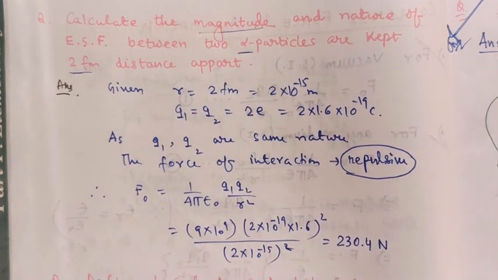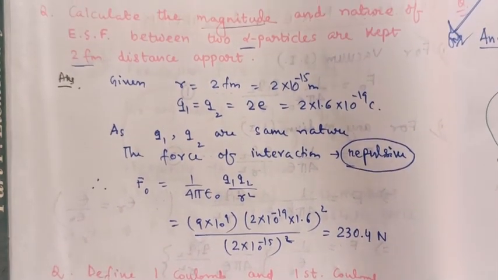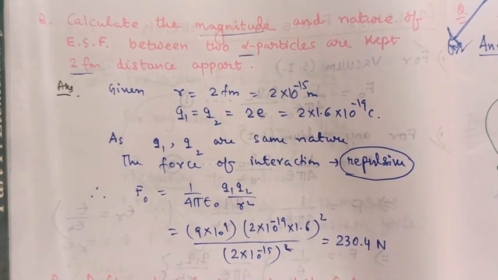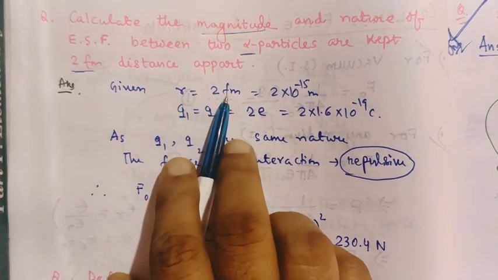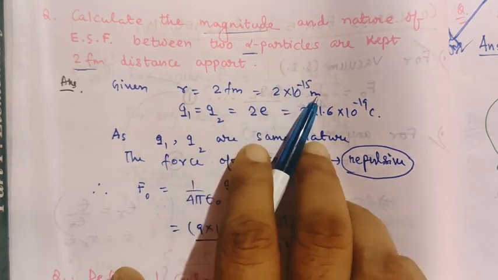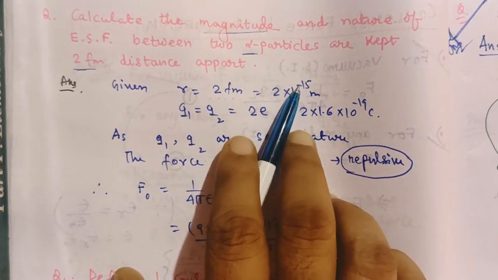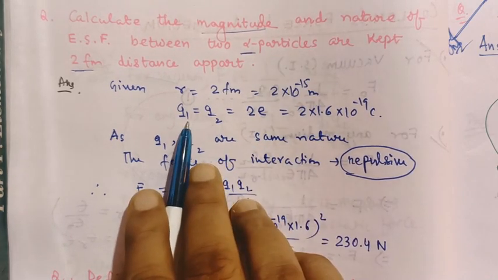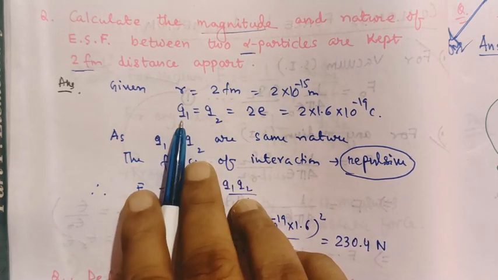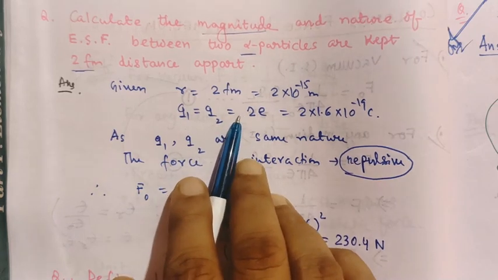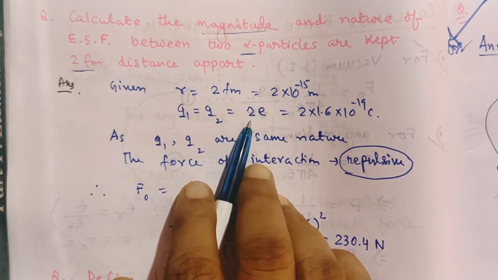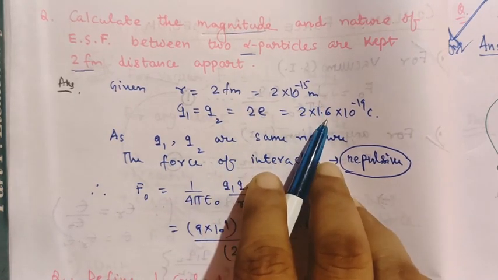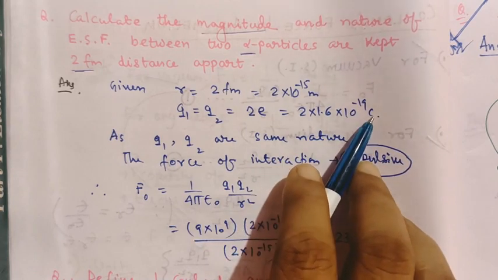Before starting the problem, first we will write the data, then we will see the units, then you will use the formula, then you will get the result. Here, the distance R is given as 2 Fermi. We convert it into SI unit as 1 Fermi is equal to 10 to the power minus 15 meter. Then charge. Here 2 alpha particles means Q1 is the same as Q2. You know what an alpha particle is? It is 2 protons and 2 neutrons. That means the charge is 2 protons, 2 into E, and the E value is 1.6 into 10 to the power minus 19 coulomb.